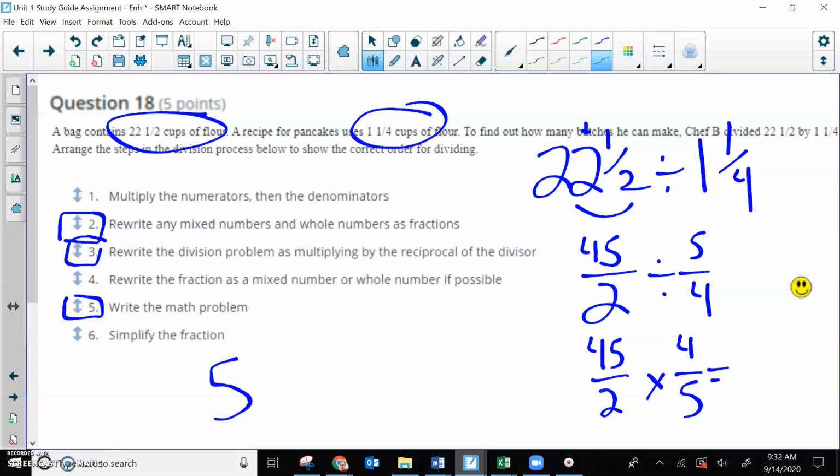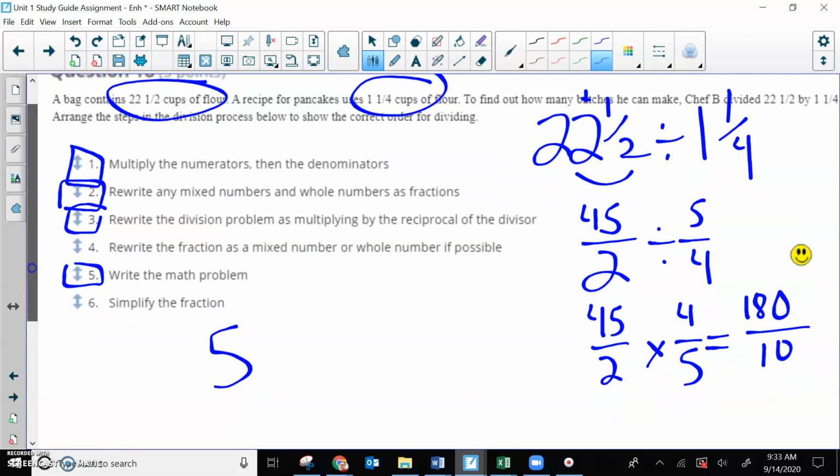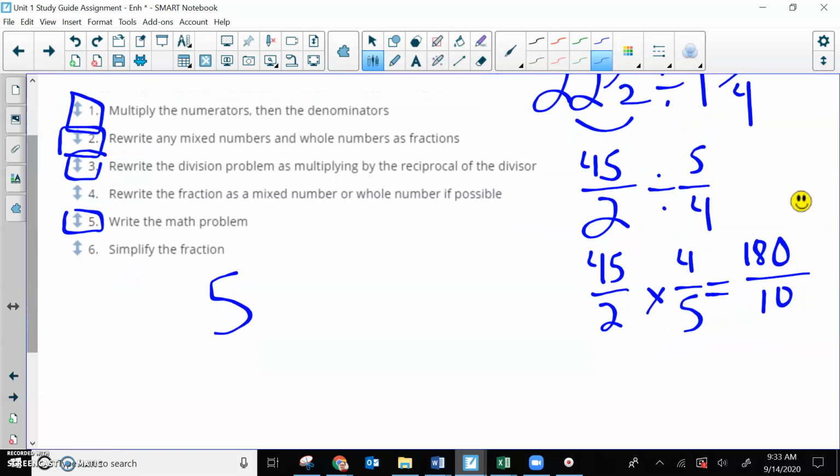However, for this case, we're just going to go ahead and multiply first and get 180 and 10 right there. So I went ahead and just multiplied those. That was step number 1. Again, if you put step 6 and said multiply, that's fine. Or you said simplify, that's good. You're okay. This isn't for a grade. This is just for helping you out.